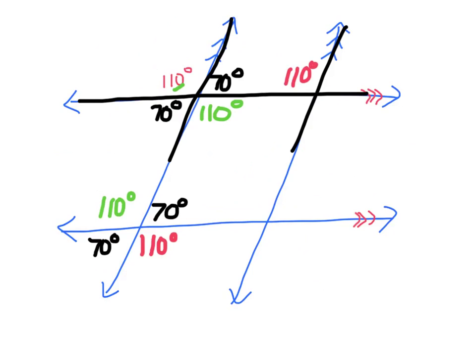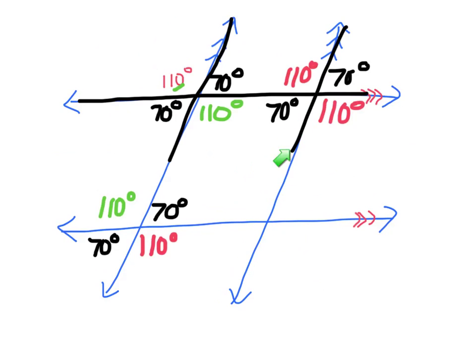Now, if that one's 110 degrees, this one's vertical to it, so it's also 110 degrees. Now we can use our linear pairs: 110 plus 70 makes 180, and then this one down here has to be 70 because it's vertical. Okay, now if you know those ones, you can find all of these ones pretty easy.